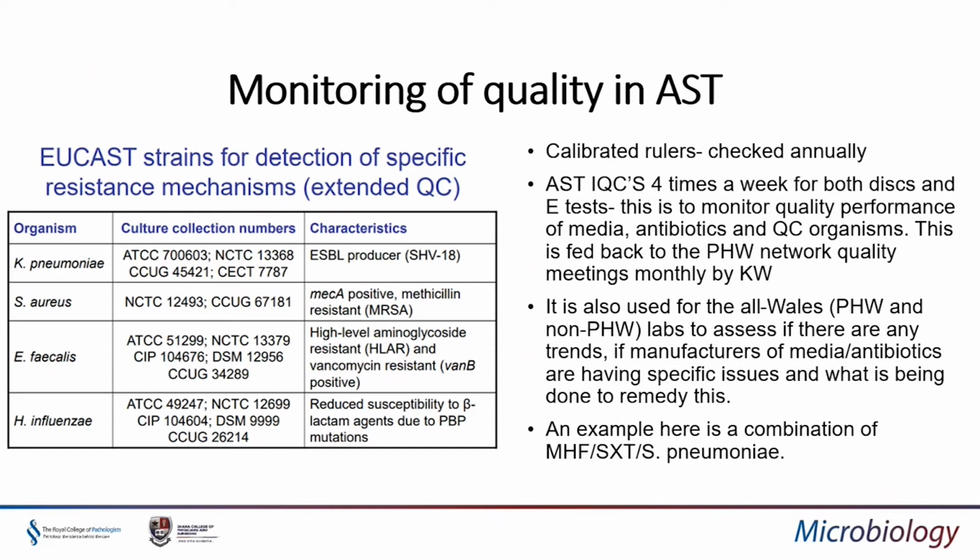Everyone has calibrated rulers. These are recalibrated by myself annually. For AST IQCs, we have control organisms that we test four times a week. We do this for all our discs and all our E-tests. This is to monitor quality performance of the media, the antibiotics, and the QC organisms. And this is fed back to the Public Health Wales network quality meetings by myself in my report.